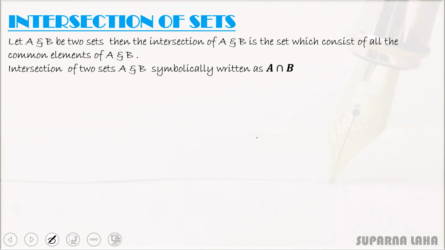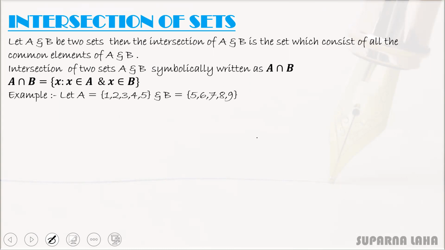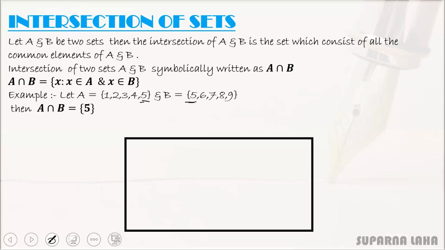And if we want to write it mathematically, that means A intersection B is x such that x is in A and also belongs to B. Means those elements present in A as well as in B are the members of A intersection B. Let us take the same example. A is 1, 2, 3, 4, 5 and B is 5, 6, 7, 8, 9. So from this set representation you can say that the common element is 5 here. So A intersection B is 5.